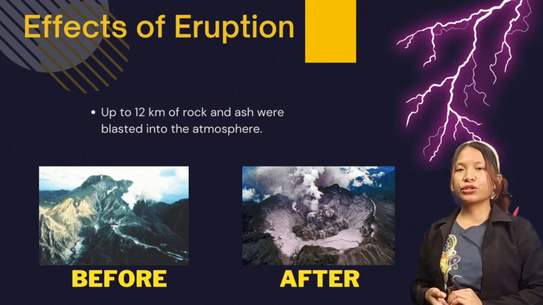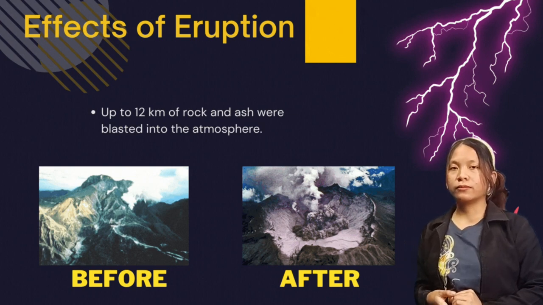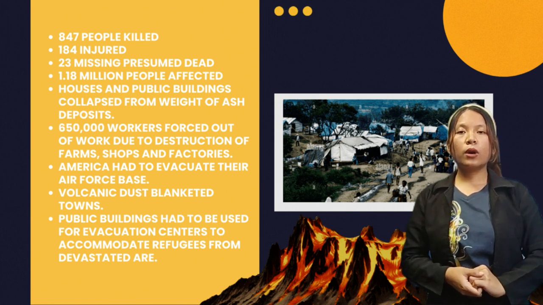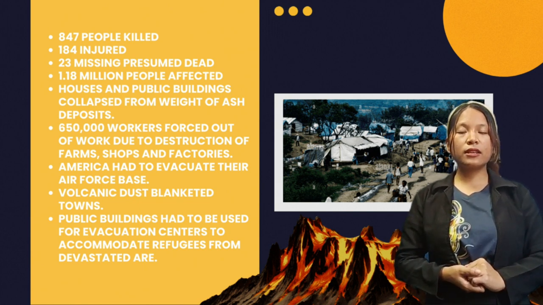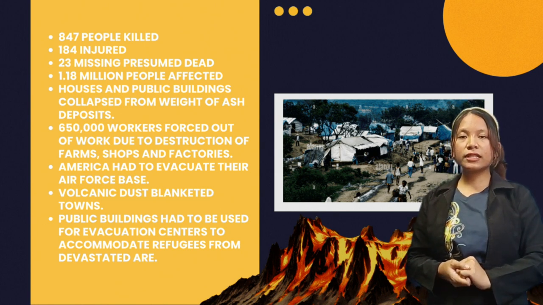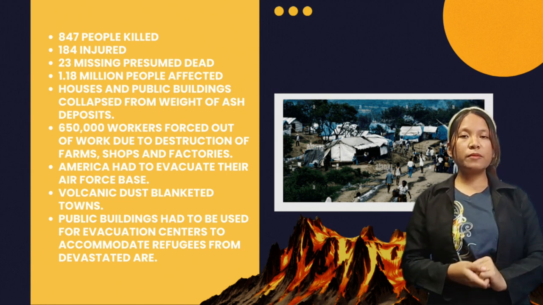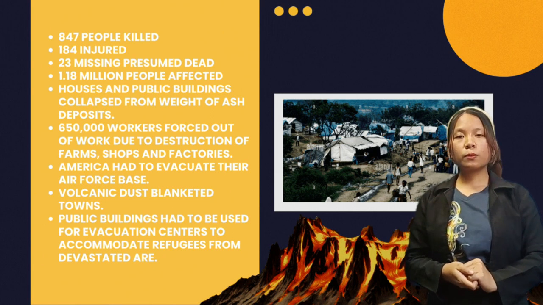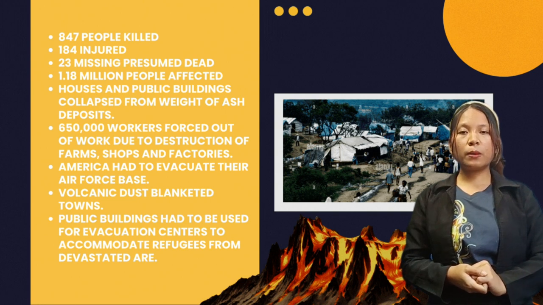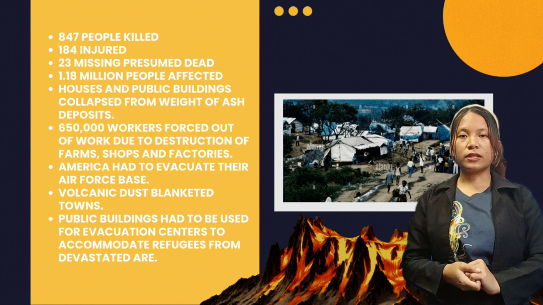Here's the picture of the before and after eruption of Mount Pinatubo. Happenings during Mount Pinatubo volcanic activity. What truly happened during the devastating effect of Mount Pinatubo eruption? 847 people killed, 184 injured, 23 missing presumed dead, 1.18 million people affected. Houses and public buildings collapsed from the weight of ash deposits.